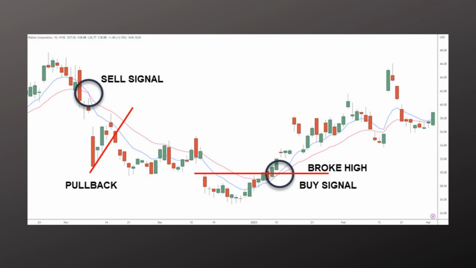So traders can look for crossovers of the moving average and then a break of a swing high or a swing low in price for an entry. Pullbacks to the moving average after a crossover can also be used as buy and sell signals.